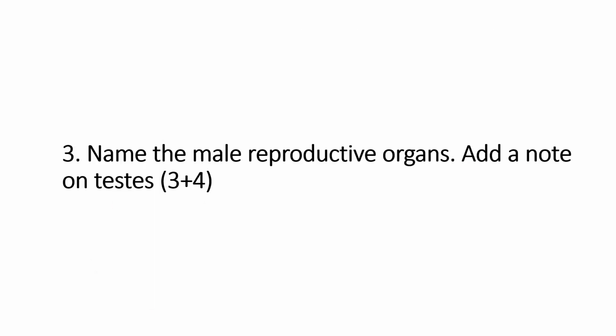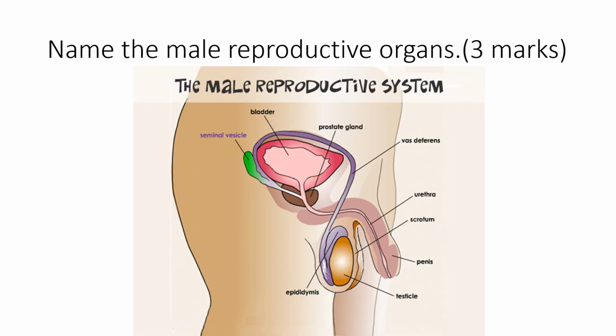This is the end of the first answer key. Coming to the second short essay, that is, name the male reproductive system, add a note on testis. The mark division is 3 plus 4. The first part of the short essay is name the male reproductive organ. It carries 3 marks. In this image you can see the male reproductive system.